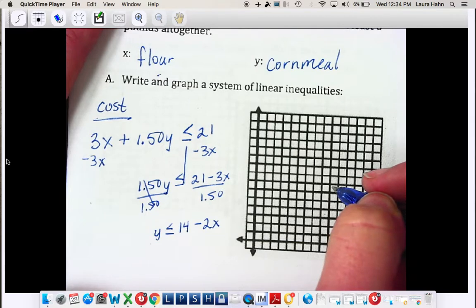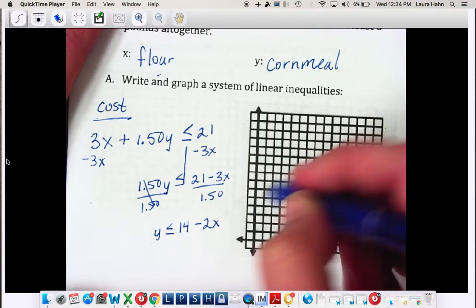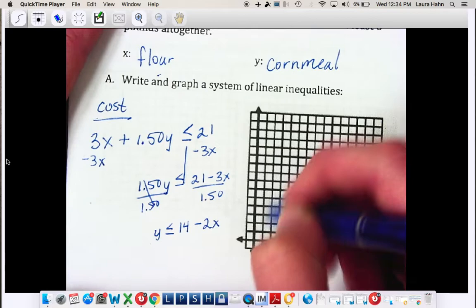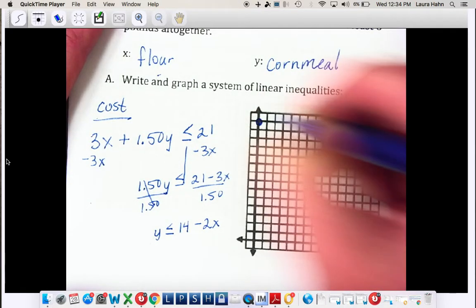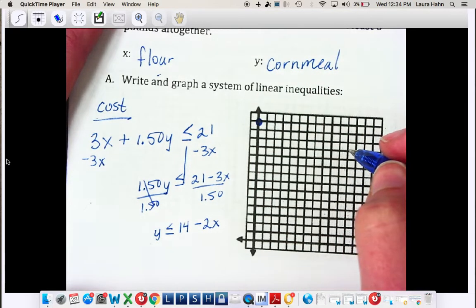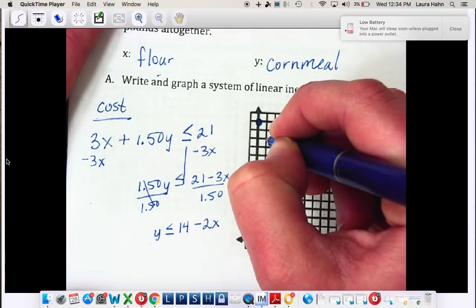All right, so I'm going to go ahead and graph this. My y-intercept is 14, so I'm going to go up 14 and put a dot. My slope is negative 2x, so that means I'm going to go down 2 over 1.